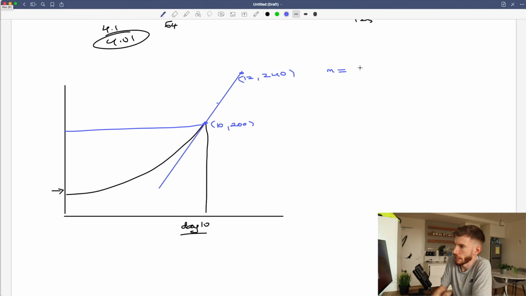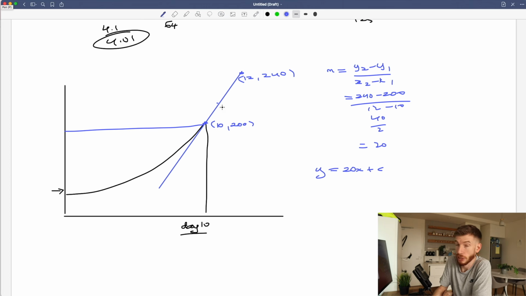So the gradient would be good old y2 minus y1 over x2 minus x1 from high school, if it rings any bells. 240 take away 200 over 12 take away 10, right? So 40 divided by 2, which gives you a gradient of 20. And then the equation is going to be y equals 20x plus c, the y-intercept.